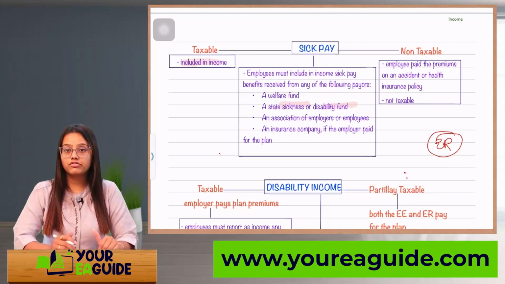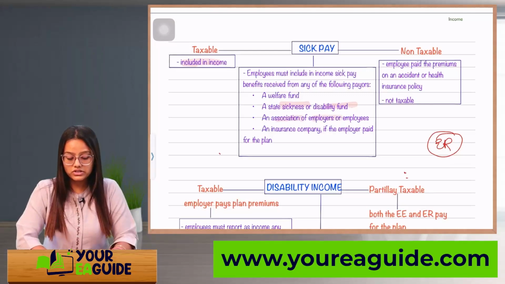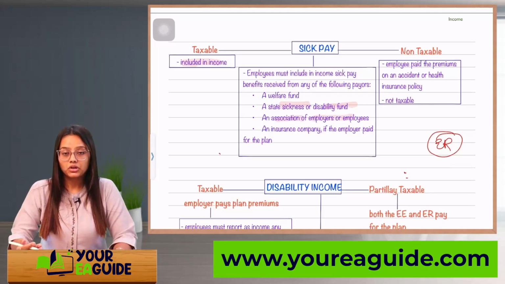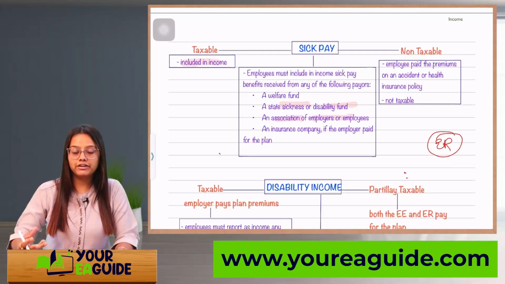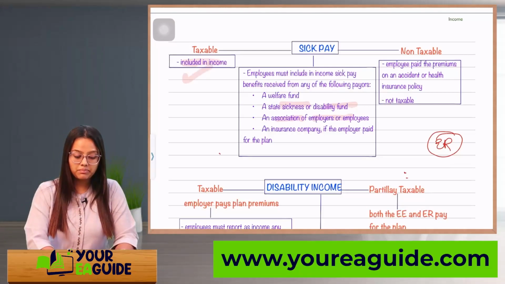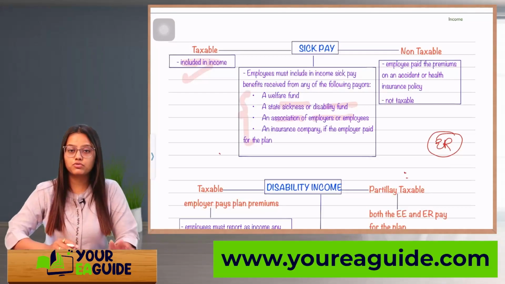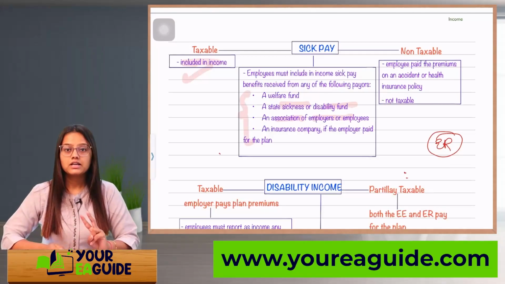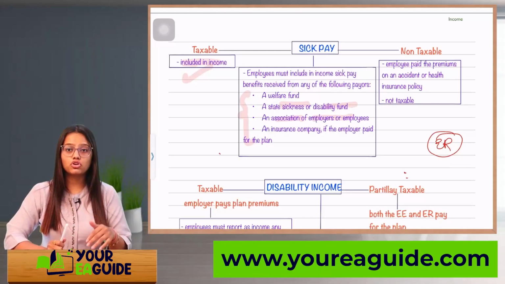An association of employers and employees might create an association, and anyone who is going to have sick pay, there are some specified number of days on which you can have sick pay, or a specified number of hours which are allowed for the sick pay. It means while you are sick, while you are on leave due to the sickness, you still receive the payment. So you are still receiving the payment, it will anyways be included in the income. This payment is received from these 4 categories. One is welfare, state sickness or disability fund, association of employers and employees, and the 4th is insurance company.